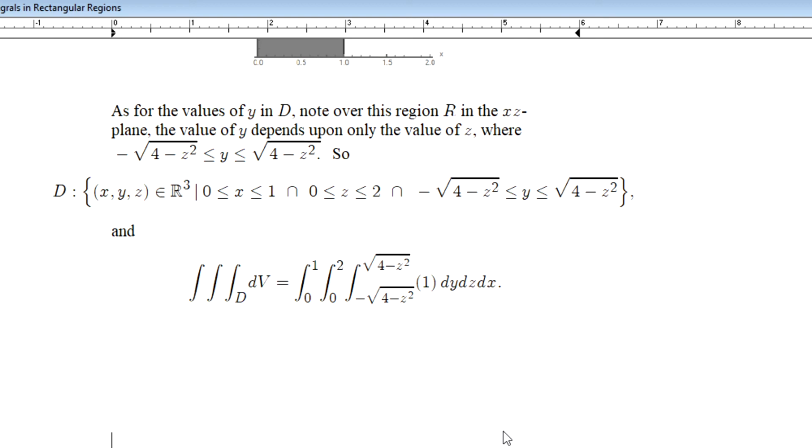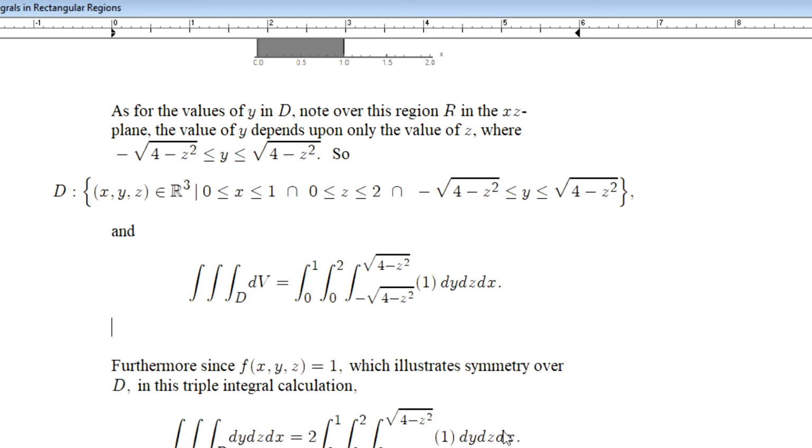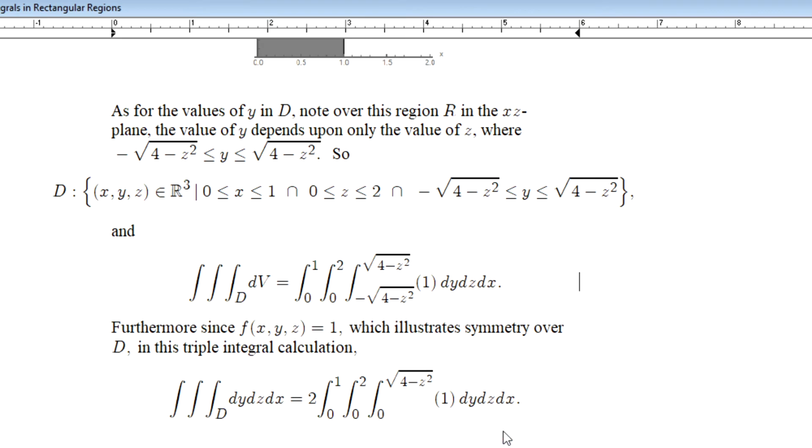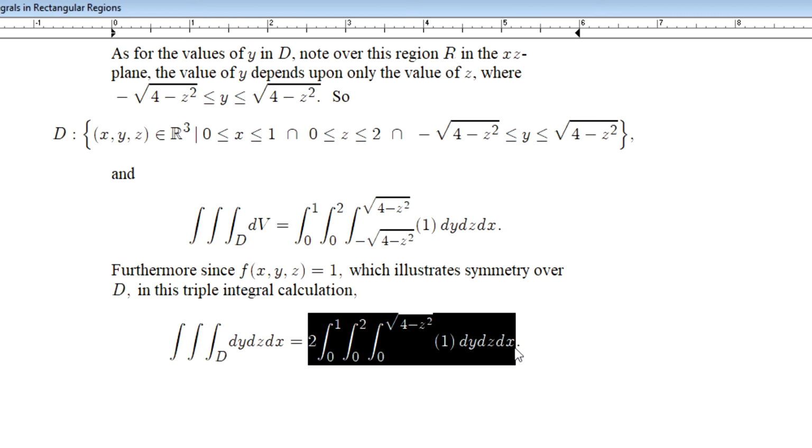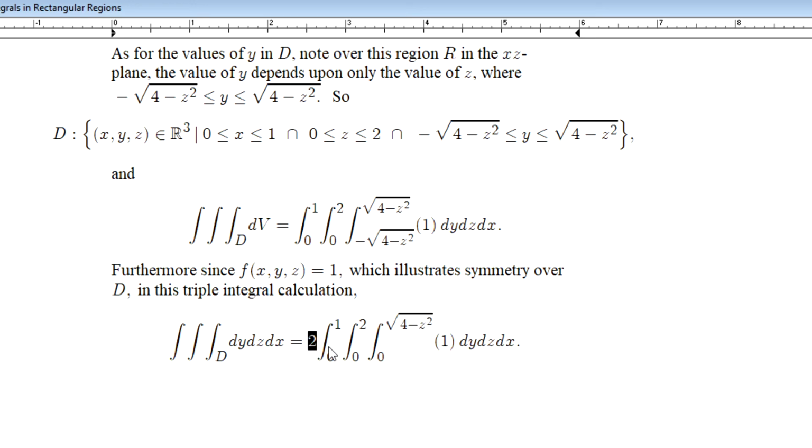So if I bring this into picture, this makes this calculation a little easier. This might be considered a bit more of an efficient calculation than the one we started with. Since f of x comma y comma z equal to 1 illustrates symmetry over D, the triple integral calculation could actually be approached as this. Just double half of that description of D, the upper half, from 0 to the square root of 4 minus z squared.